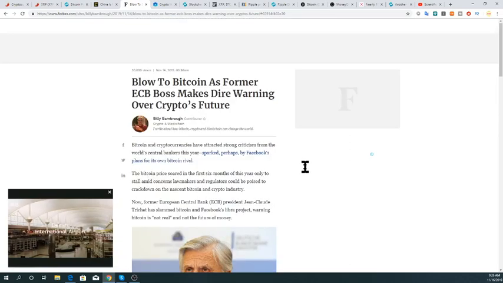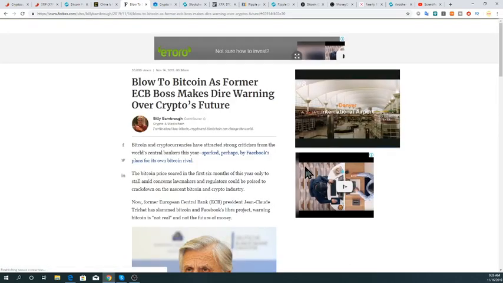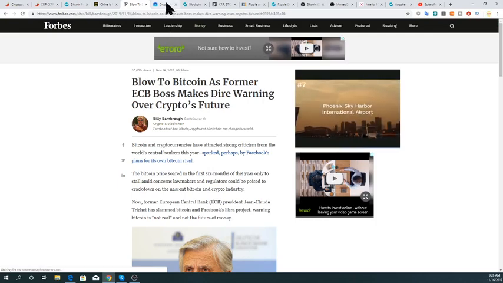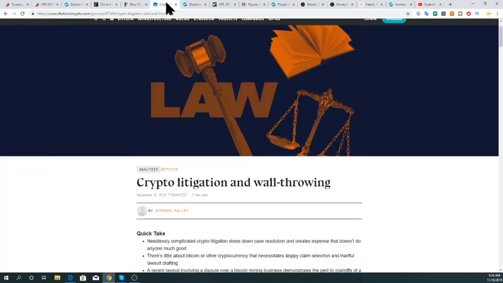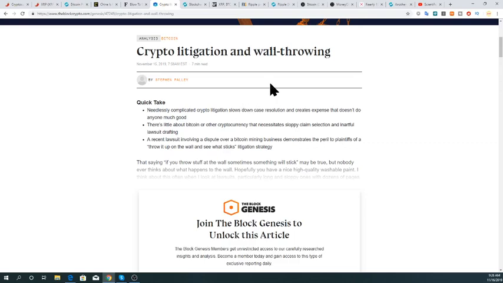You guys can put in a negative interest rate, which is healthy for you. With modern monetary theory, you can take any amount of debt, it's just the amount you spend on your economy. So these guys are coming up with these types of things. Anyway, that's my perspective. Now, this one is crypto litigation and wall throwing.